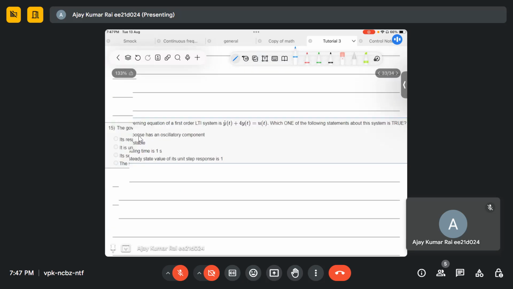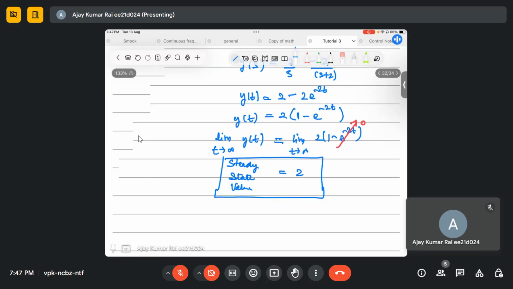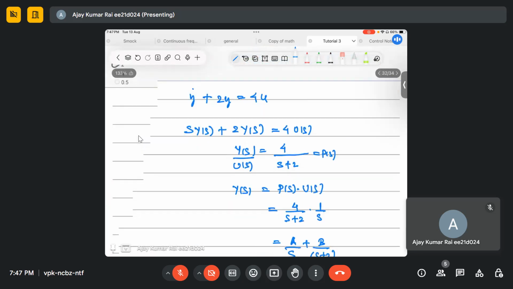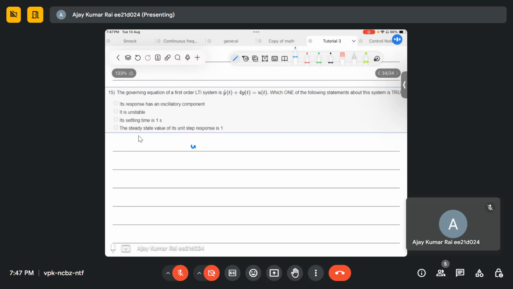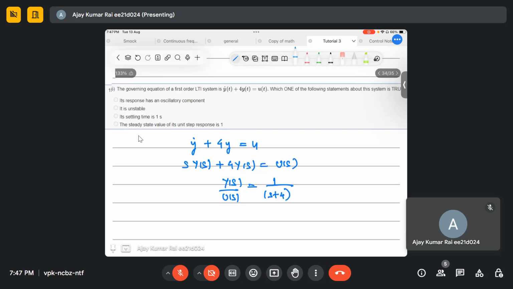Okay, 15th, last question here, I think. The governing equation of a first order system is given. Which one of the following statements about this system is true? Okay, this is a different system: y dot plus 4y equal to u. Let's find its transfer function by first finding the Laplace transform. Y of s by U of s is equal to 1 by s plus 4. It has a pole at s equal to minus 4.